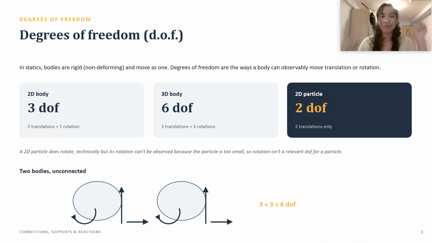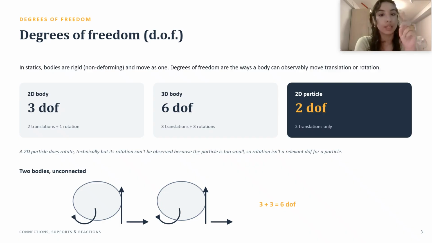Anyways, so degrees of freedom for each different type of object is different. If you have a 2D body, that is like you draw a rectangle on a piece of paper. On the question, what you could do is you could move it right and left. That's one translation. Up and down, that's another translation. And you could rotate it around. So therefore we have 3 degrees of freedom.